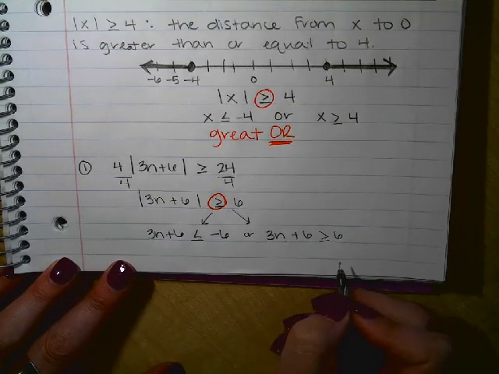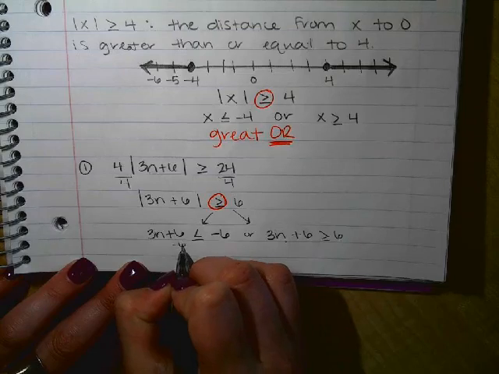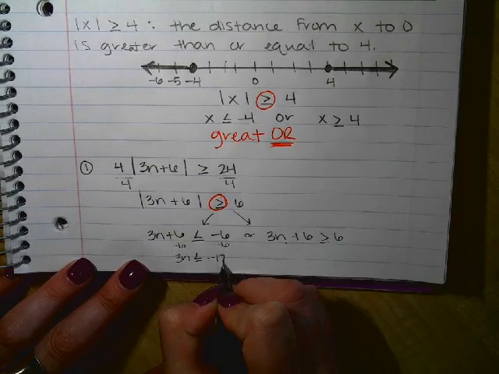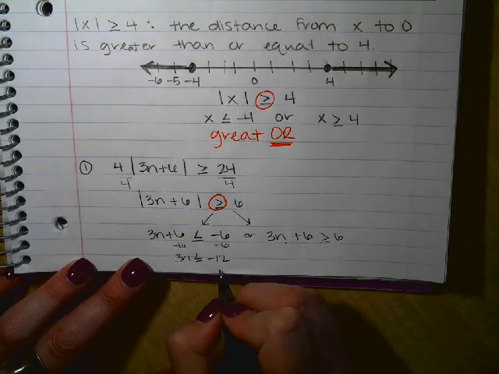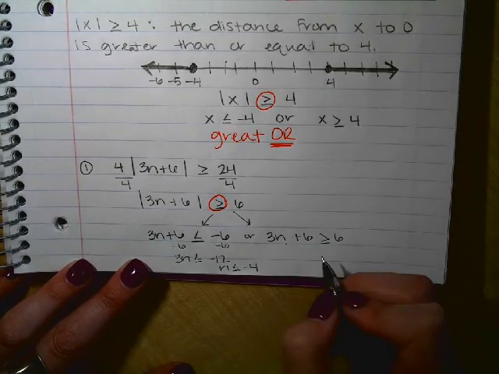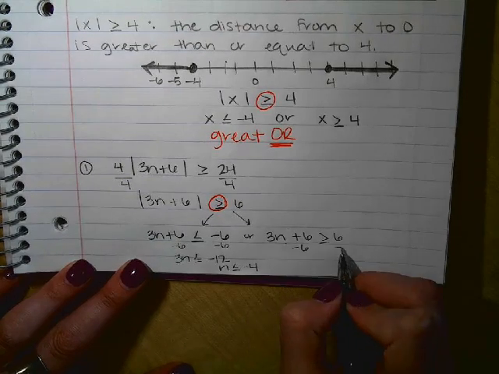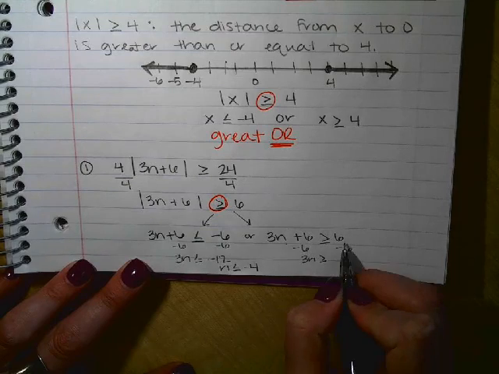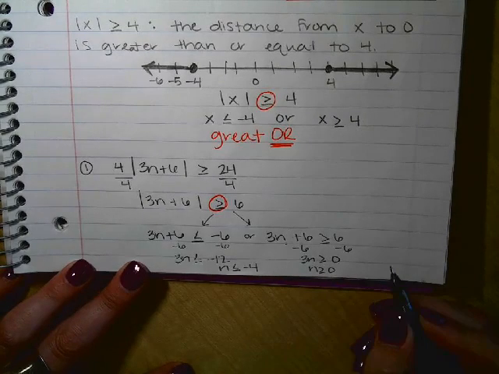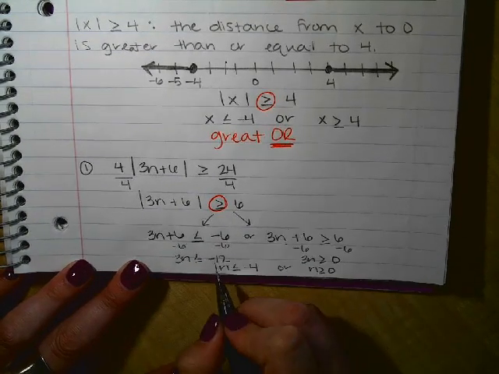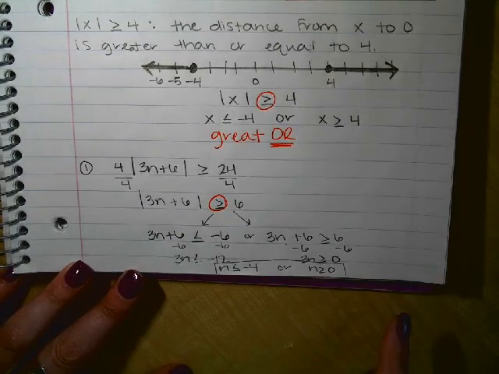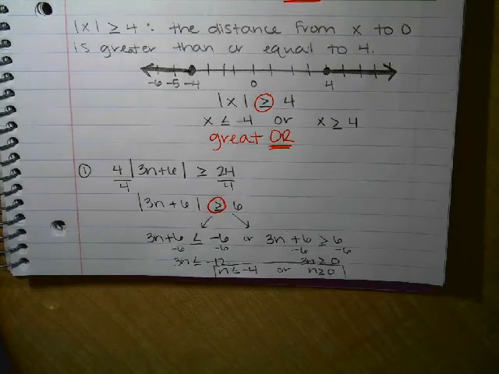Then I can solve each of these inequalities. I'll subtract 6, so 3n is less than or equal to negative 12. I'll divide by 3, so n is less than or equal to negative 4. Then I do the same thing on the other side. I subtract the 6, so 3n is greater than or equal to 0. I divide by 3, so n is greater than or equal to 0. My solution is that as long as n is less than or equal to negative 4 or greater than or equal to 0, the inequality is true.